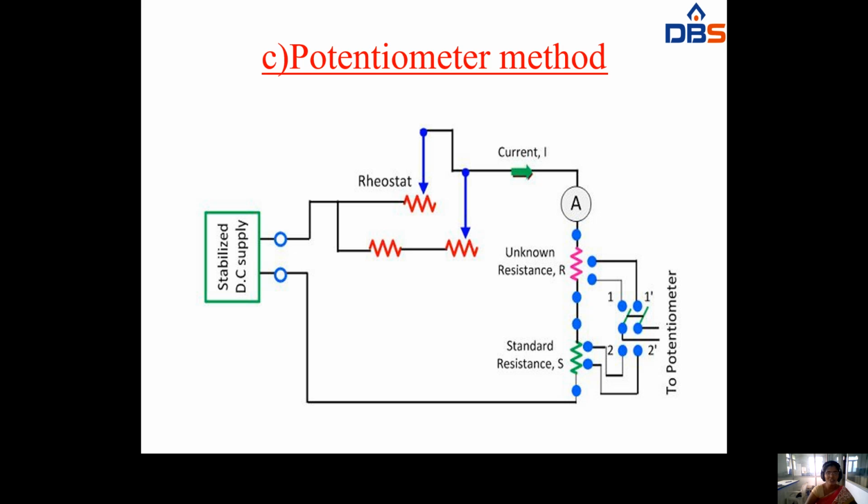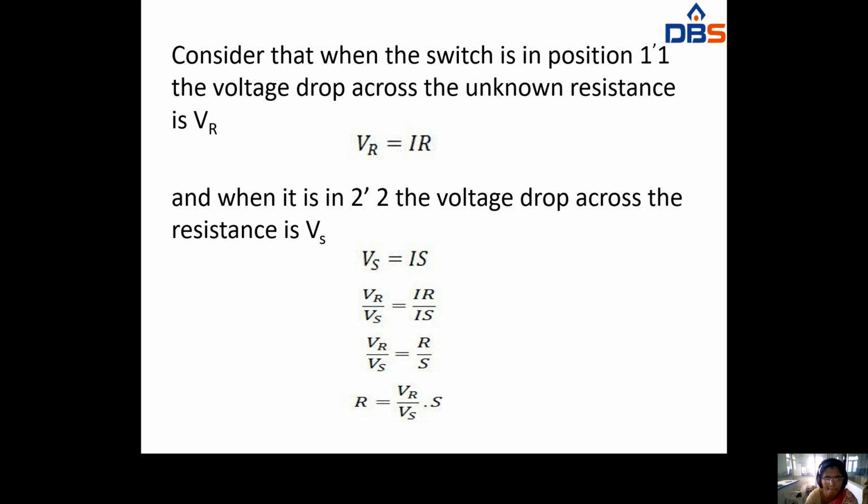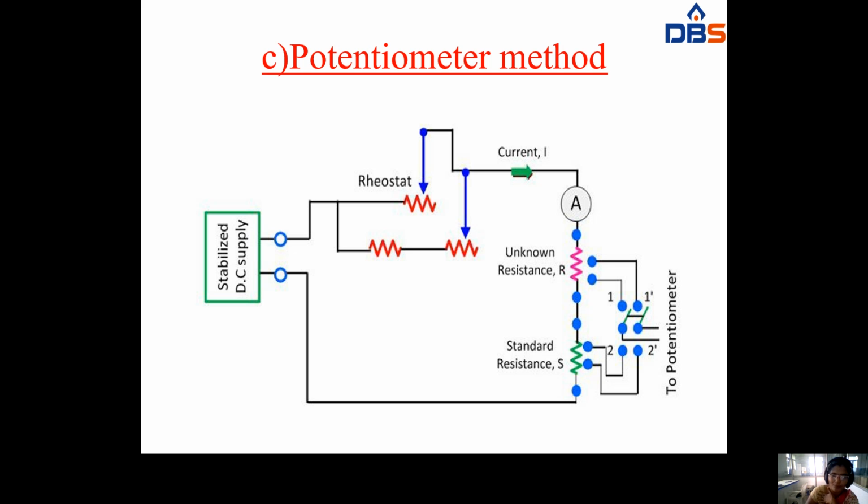Now the potentiometer method. The potentiometer method is also used for the measurement of low resistance values. See here, this is the arrangement of the potentiometer method. Here you give a stabilized DC supply through a rheostat. Here you have one standard resistance and one unknown resistance. Through this unknown resistance, you connect one ammeter. And here we have the tappings.